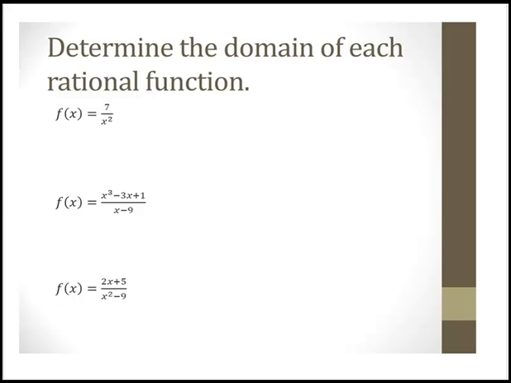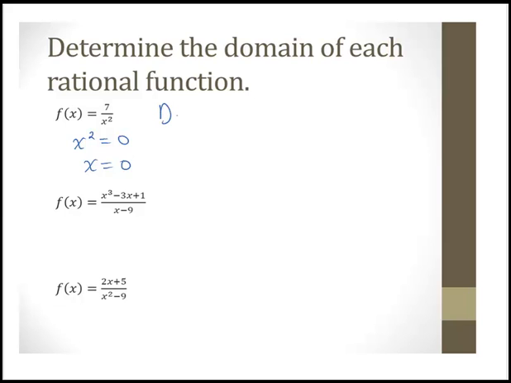So let's see some examples where we're asked to determine the domain of a rational function. For example, we have f of x is equal to 7 over x squared. Notice that if I take the denominator x squared and set it equal to 0, x squared equals 0 only if x equals 0. So therefore, this tells me that when x is 0, the denominator is 0.